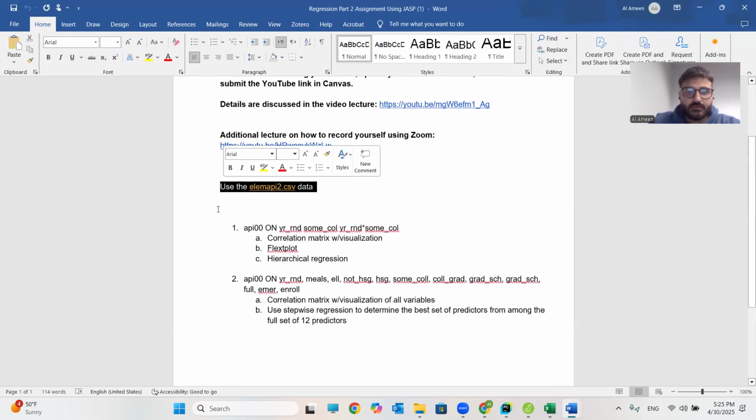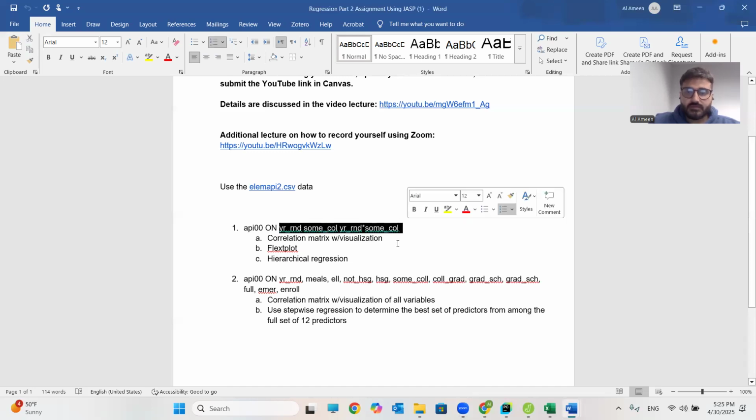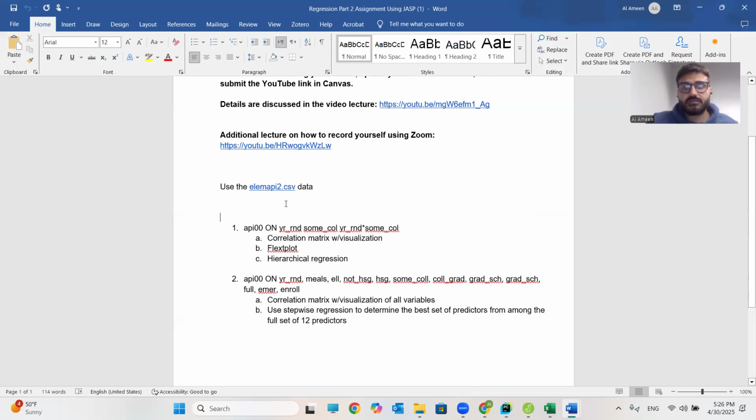We are going to be using the same data set, which is the elementary API for 400 schools in the state of California. The first question is asking me to predict the API for the year 2000 using two predictors this time, year round and some college, which basically means the percent of students whose parents have had some college education. We're also being asked to look at the intercept between those two predictors.